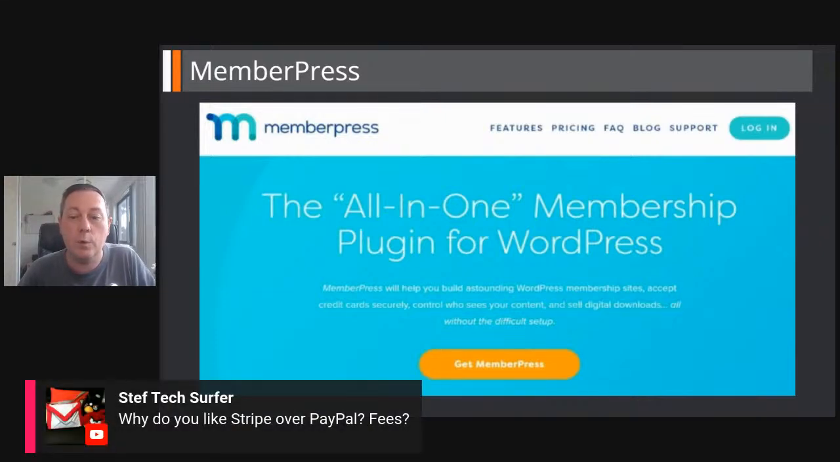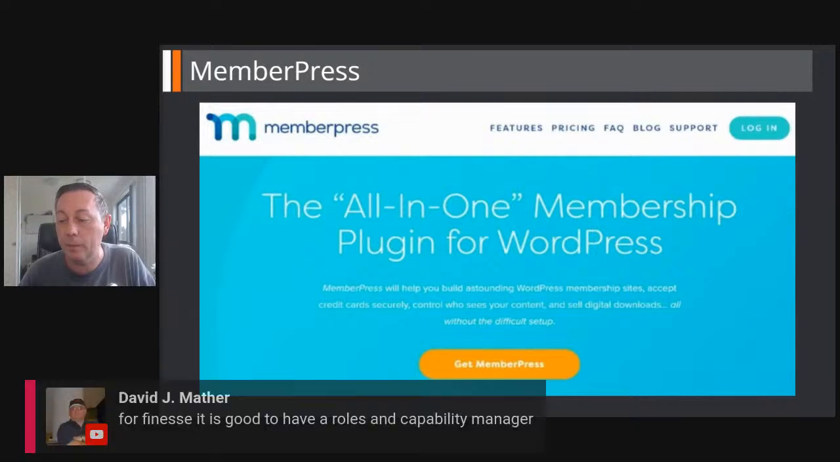Steph's asking about why I like Stripe over PayPal. Fees is one thing. Yes, Stripe's a little bit better. But if you try and do subscription management in PayPal, Steph, it sucks. Whereas Stripe has a lovely interface for managing subscriptions. It is heaps easier, and PayPal is just rubbish for that.